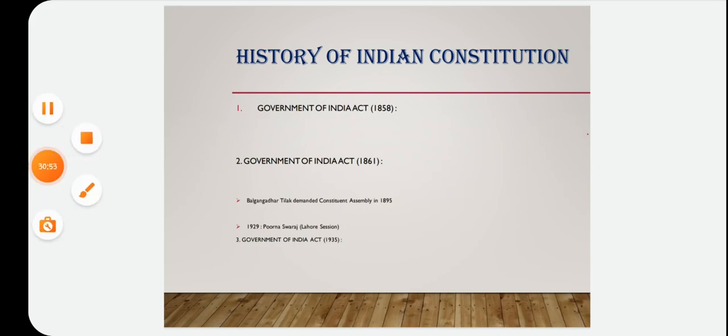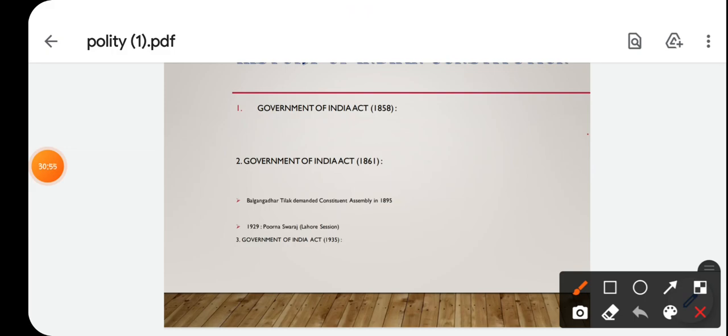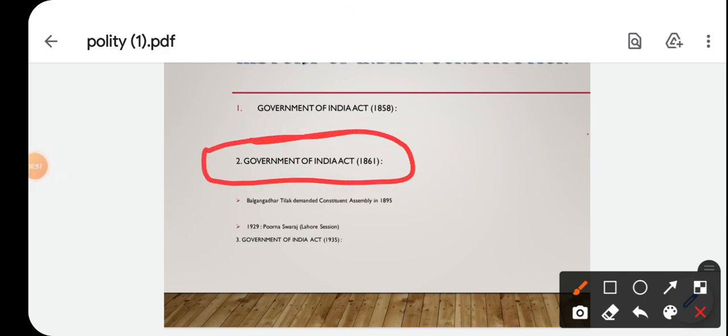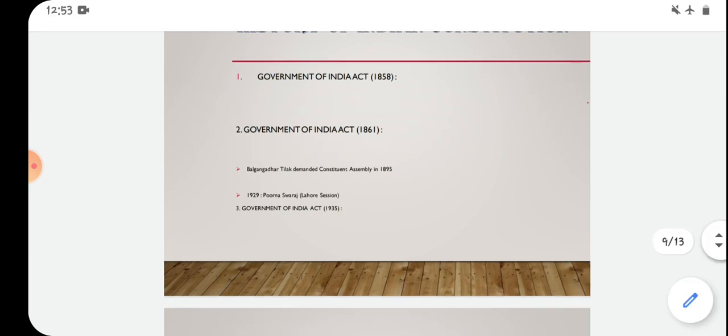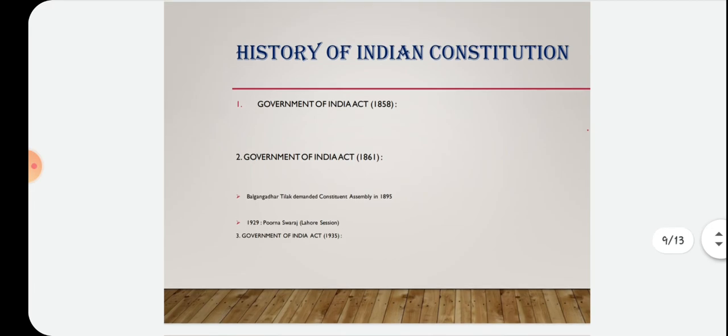Okay, and the next one is the Government of India Act of 1861. What is the Government of India Act 1861? This happened during the tenure of the first viceroy only, in the sense of Lord Canning. This happened during his tenure only. According to the Government of India Act of 1861, legislative councils were brought in. This act introduced legislative councils.